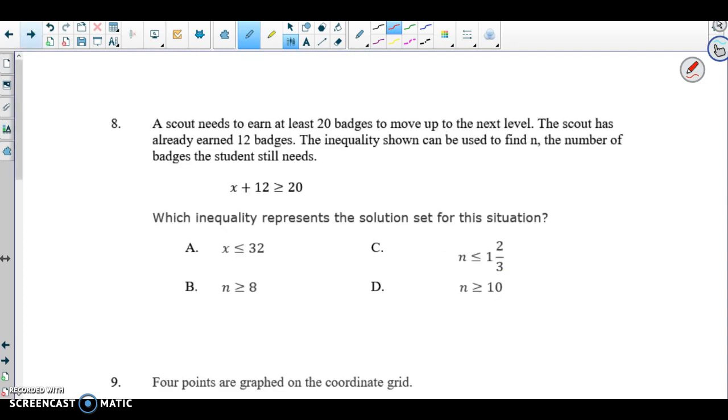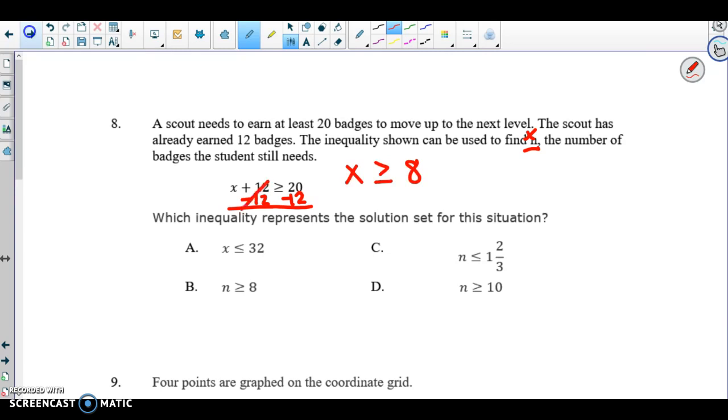Oh, okay, so Scout needs to earn at least 20 badges to move up to the next level. He's already earned 12, right? The inequality is there to find the number of badges. Well, except it's X, so we're going to say X badges. So how do I change that? Well, I've got to subtract 12 because something plus 12 gives me greater than or equal to 20. So if I subtract 12 from that, I have X is greater than or equal to 8, because remember, that's gone. That's how we get rid of it.